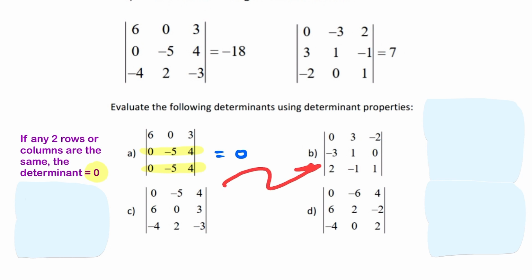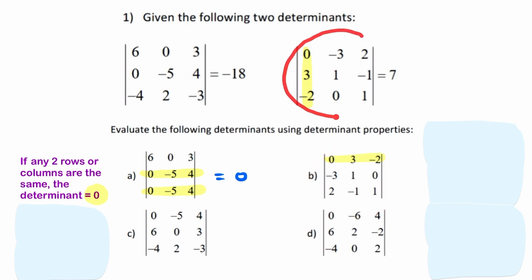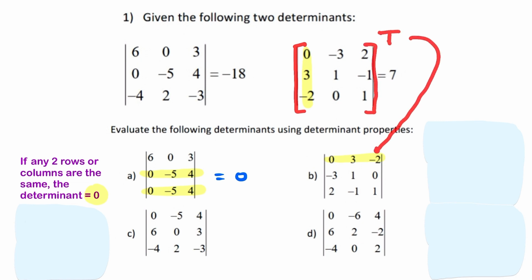Now if we look at matrix B, none of the rows or columns are identical. And we notice B doesn't look like the first matrix, but sort of looks like this one here. But something's different. So you notice the first row, 0, 3, minus 2, matches the first column here, 0, 3, minus 2. So this is actually the transpose of this. So this matrix, if it were transposed, it would look like that.